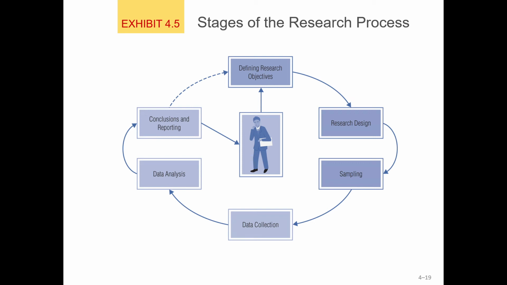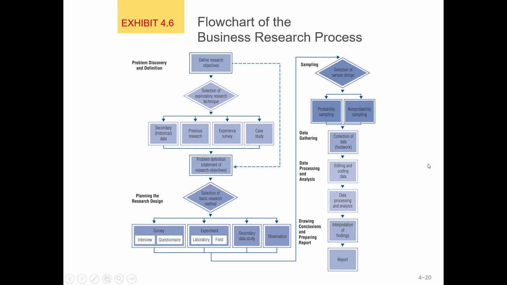Stages of the research process: defining the research objectives, then we have the research design, sampling, data collection, data analysis, and in the end the conclusion and the reporting. The flowchart of the business research process: define the objectives, problem definition, selection of the research methods, and then sampling, data gathering, data processing, and in the end drawing the conclusion and preparing the report.